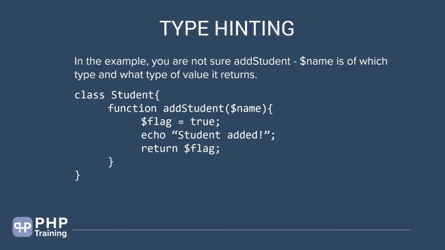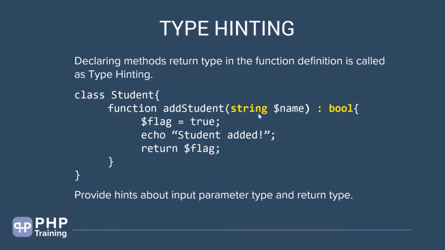So how can you enhance this program to add type hinting? Here is an example. You can do it by adding the types. You can say string $name. Now you know that the input parameter is of type string. Then you put a colon and then a return type. You improve your program by saying it's a boolean return type. Declaring a method's return type in the function definition is called type hinting.